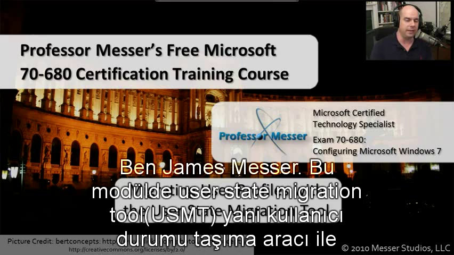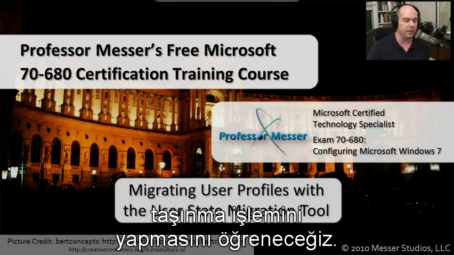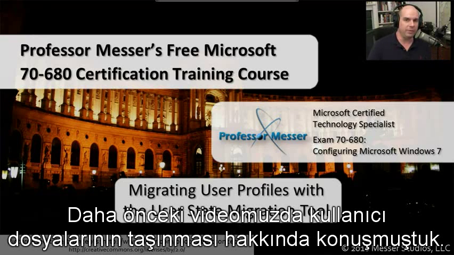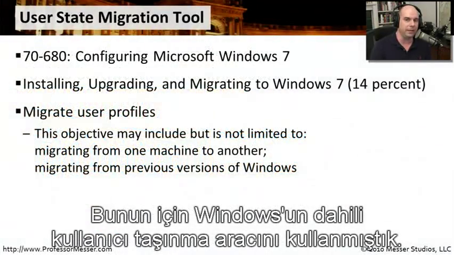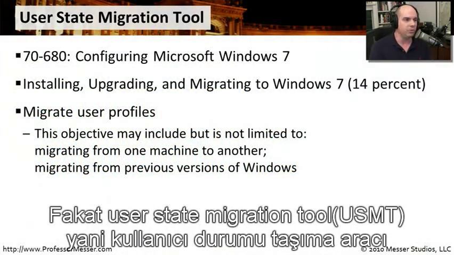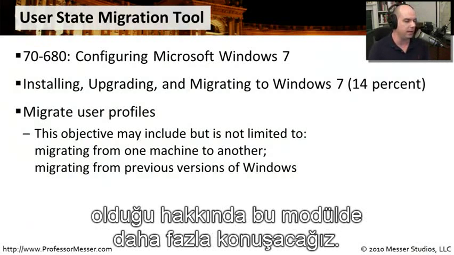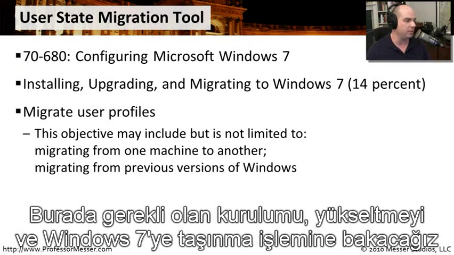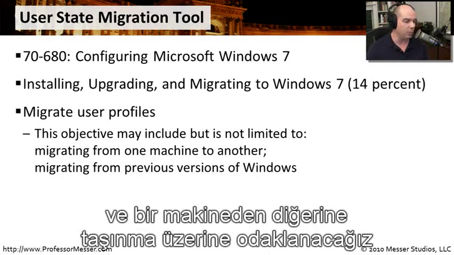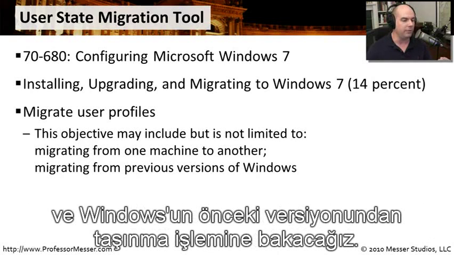I'm James Messer. In this module, we're going to learn about migrating user profiles with the User State Migration tool. We've already in our previous video talked about migrating user files. We were using the Windows built-in user migration, but the User State Migration tool is another way to perform the same thing. We'll talk about why we have two different ways to do that in this module. So in this requirements, we're going to be installing, upgrading, and migrating to Windows 7, focusing on migrating from one machine to another and migrating from previous versions of Windows.